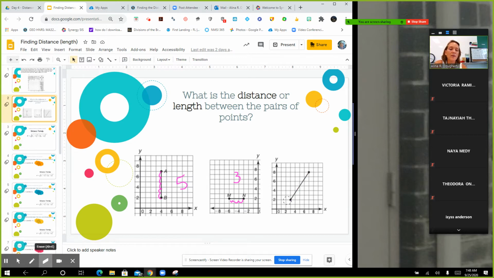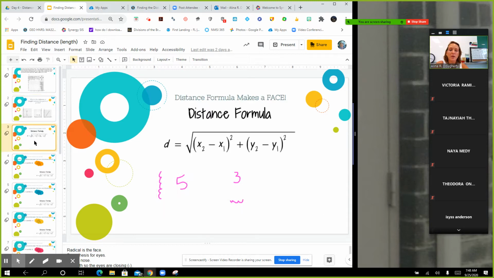It doesn't quite work on the diagonal because the diagonal is going to be longer. The hypotenuse of a triangle is always the longest side. So when you start going on diagonals, you need a slightly different way of doing things. And that's going to be our distance formula.